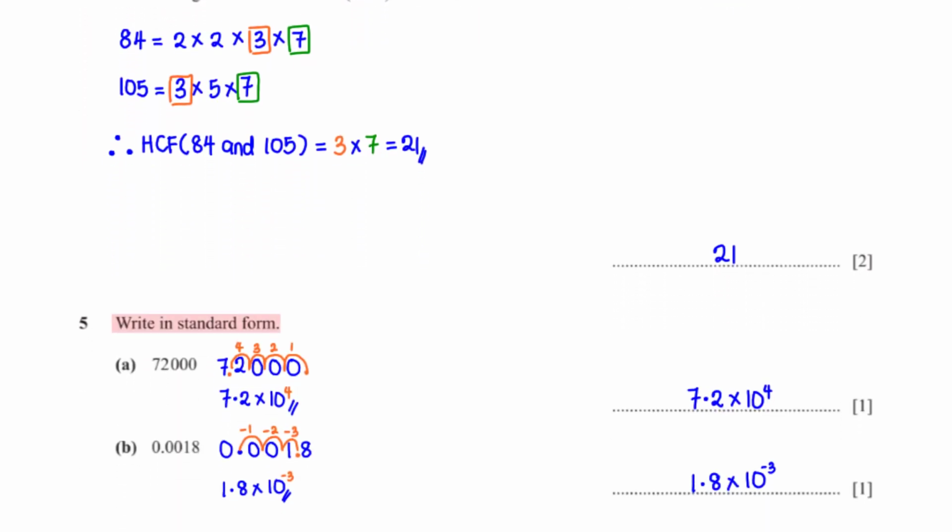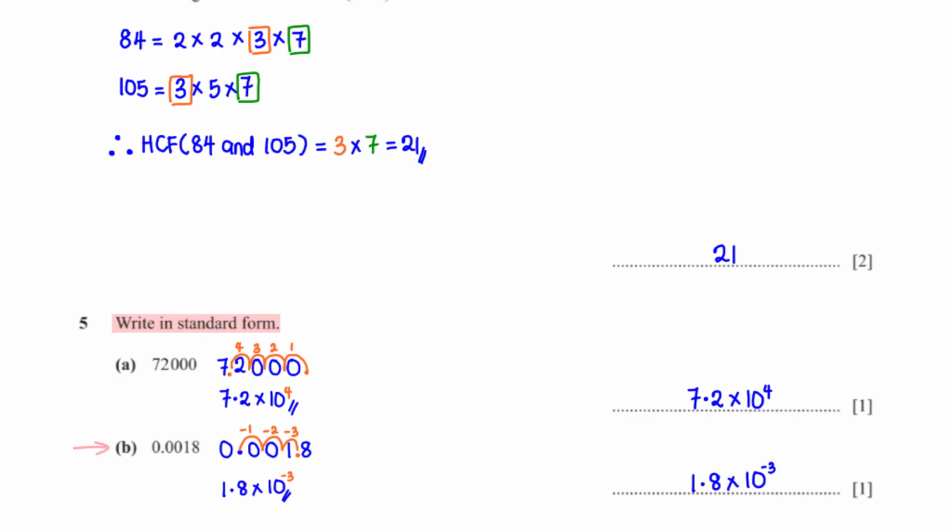Write in standard form 72,000. Move the decimal point from the end to a position after the first non-zero digit, which is 7. This gives us 7.2. Since we moved the decimal point 4 units to the left, we multiply 7.2 by 10 raised to the power 4.